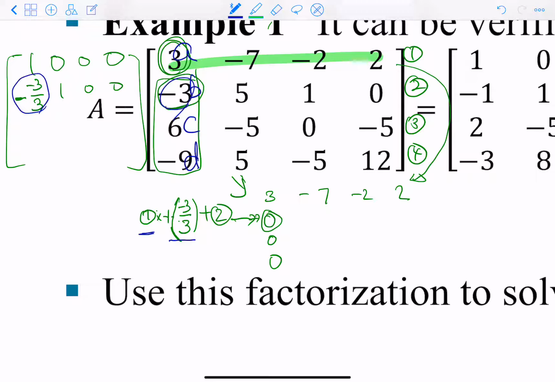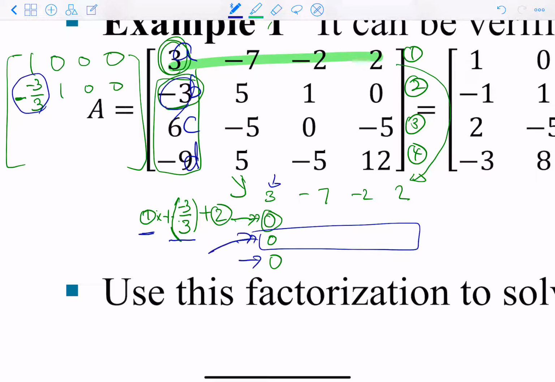And then what about the third row? Can we still perform this row operation to make all the lower entries in the pivot column, or the first column, 0 simultaneously by just multiplying this matrix just one time? Yeah, it is still possible.